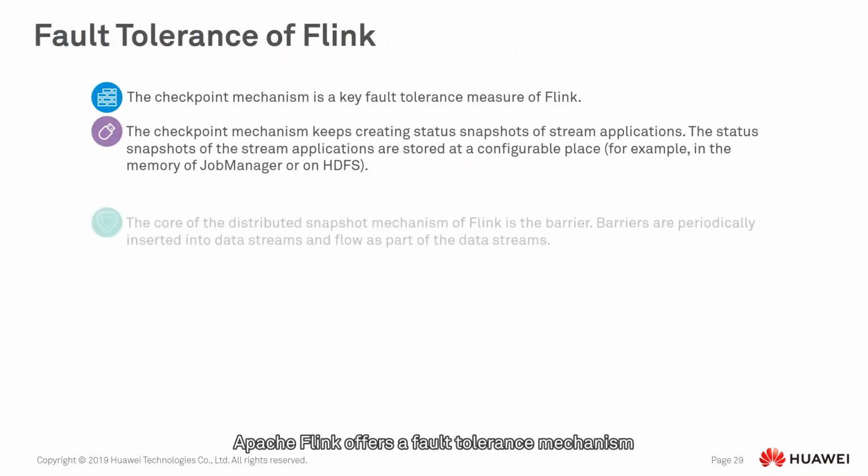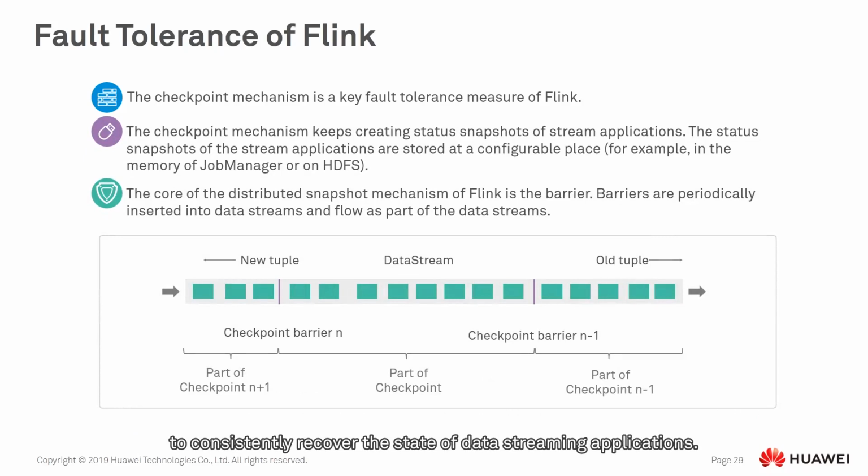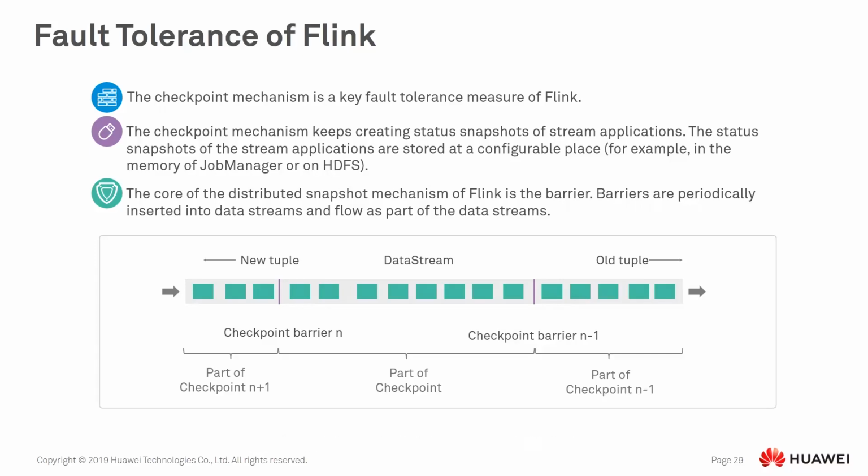Apache Flink offers a fault tolerance mechanism to consistently recover the state of data streaming applications. The mechanism ensures that even in the presence of failures, the program state will eventually reflect every record from the data stream exactly once. We call it the checkpoint mechanism. The central part of the checkpoint mechanism is drawing consistent snapshots of the distributed data stream and operator state. These snapshots act as consistent checkpoints to which the system can fall back in case of a failure.